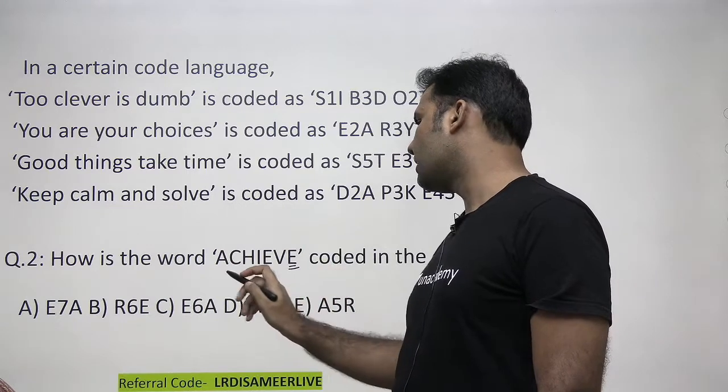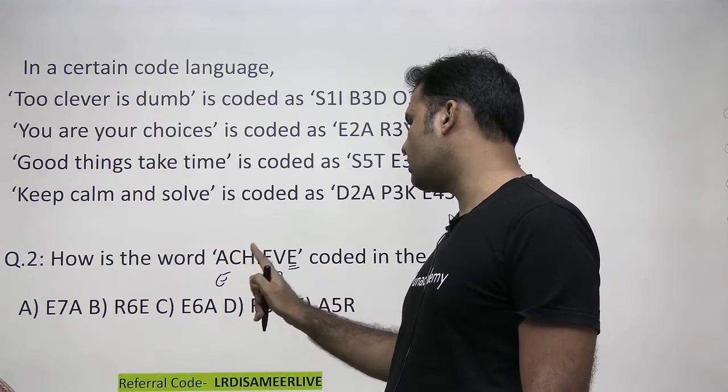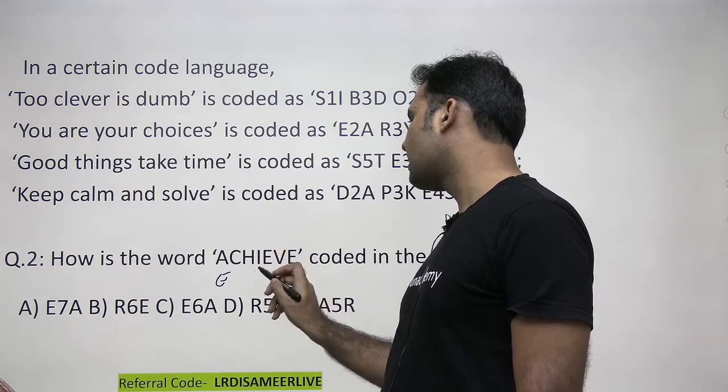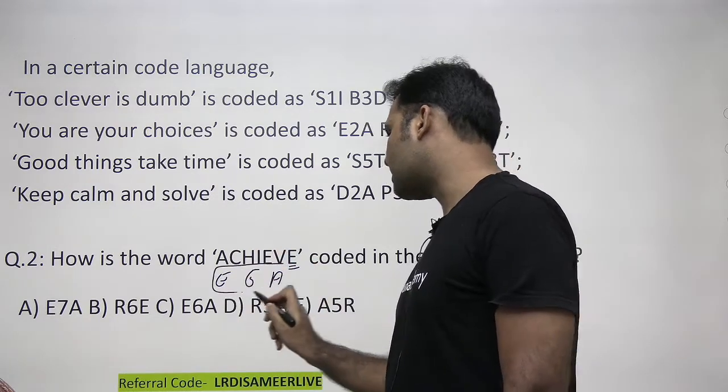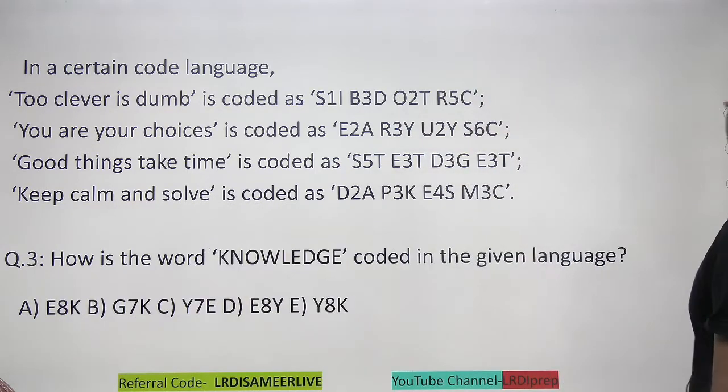Now, this is E. The first will become E, the last will become A. The number of letters are 1, 2, 3, 4, 5, 6, 7. So, in between, I'll be placing 6. E6A will be the answer. That is option number C.